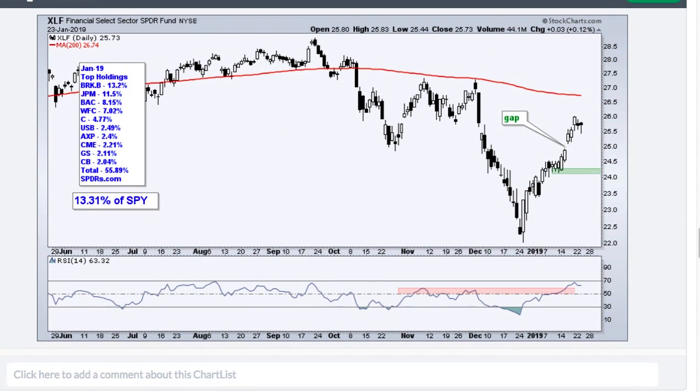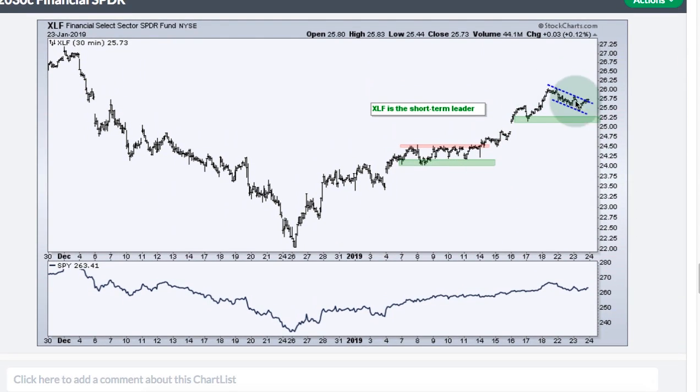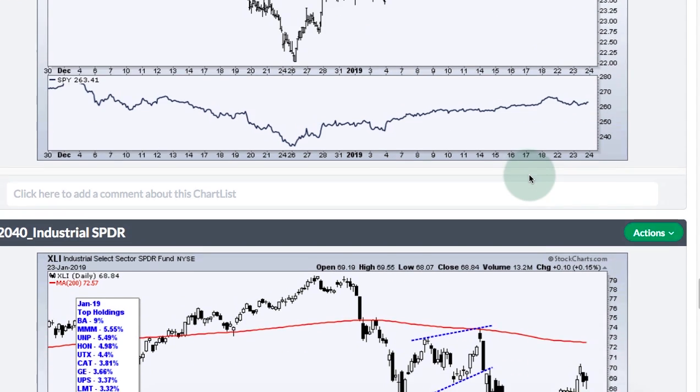XLF, I'm not sure what to do about XLF because it's the leader and the laggard. It's the laggard because look how far below that September high it still is, and it's well below its December high. It's had the biggest advance and it's got this big gap, but I'm not sure what to do with it. Probably just watch the other 5 instead. Maybe there's a little bull flag in XLF and it's trying to break out.